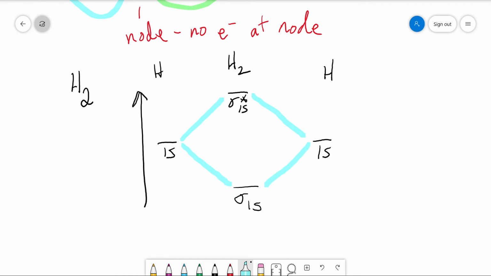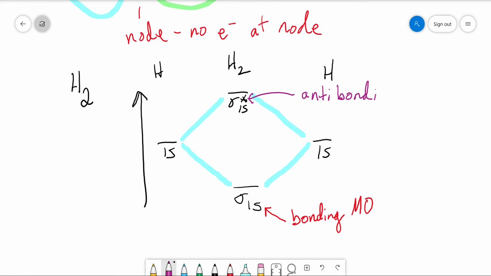Now, I know you're sitting there going, what in the heck is a 1s orbital, or a sigma 1s orbital? This is a bonding orbital, and it is a bonding molecular orbital. Okay, so what does that mean? This is the anti-bonding molecular orbital. Now you say, okay, they're in equal amounts there.